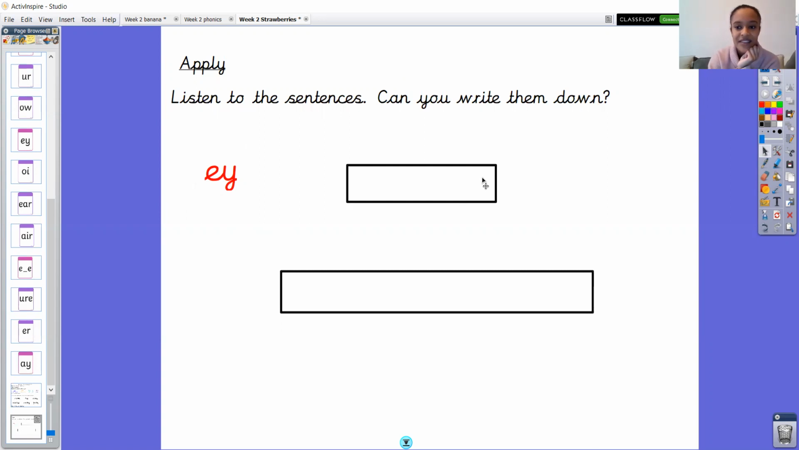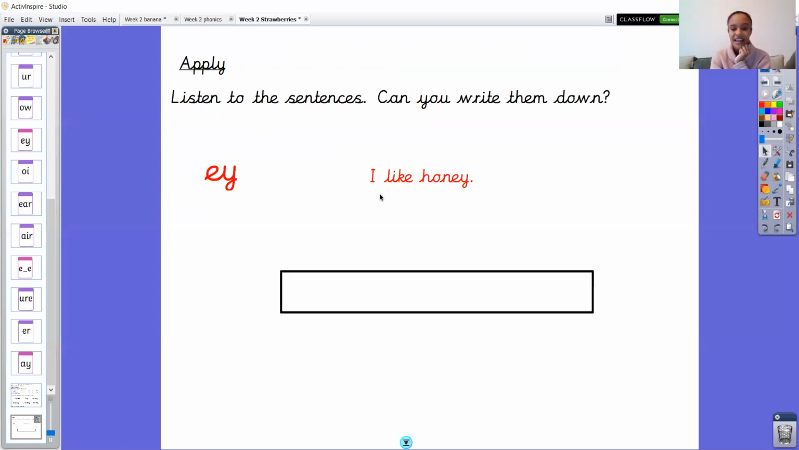Fantastic. Okay, so let's have a look underneath my box. I, tricky word, remember, big capital I. Whenever we say I, it's always a capital letter, whether it's in the middle of a sentence or not. I like honey. Remember, the o makes the u sound in that word, so hopefully you had that o in there, and then the ey at the end. That is our E sound. E, honey. Brilliant.